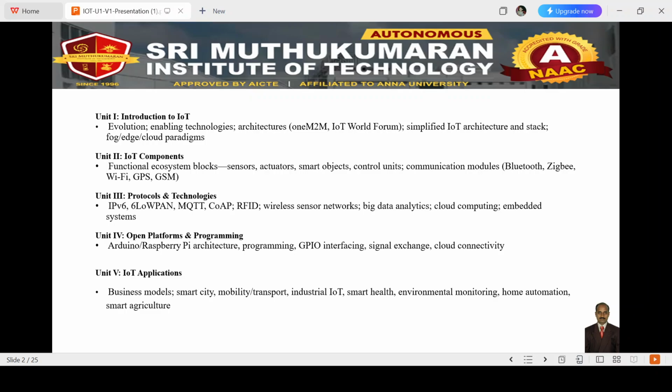Next, we move on to Unit 2, IoT components. Basically, we are going to first study what the basic components that belong to this IoT domain are. Before going to the components, we are going to study the functional ecosystem blocks of the IoT systems. And the basic components start with the basic level of sensors. In sensors, we have so many types of sensors. We are going to see them one by one.